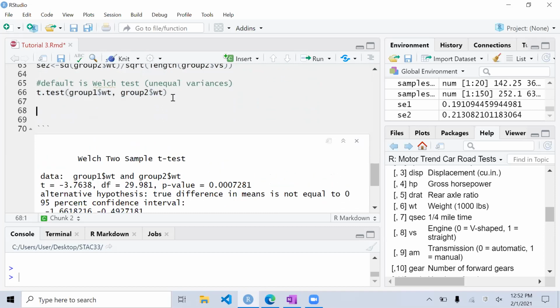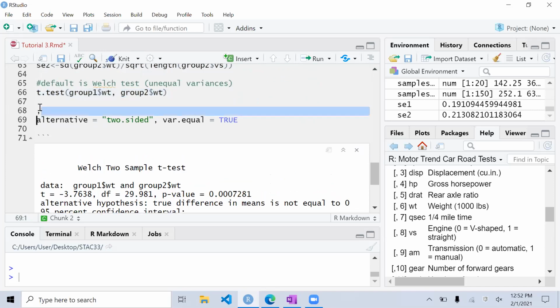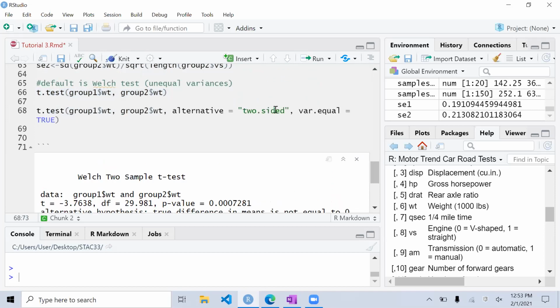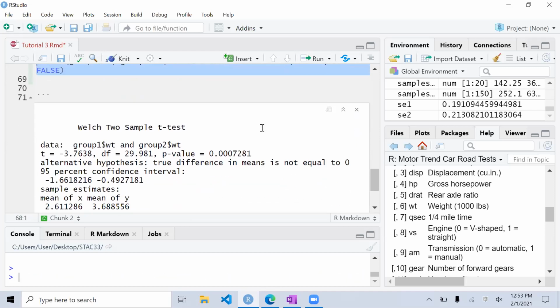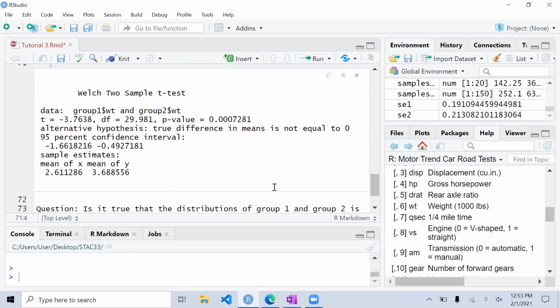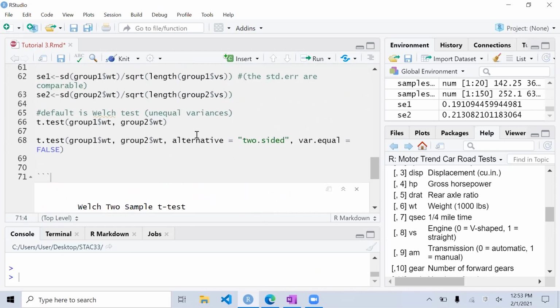But now let's go back and see what happens. If I go back to my initial code and add the features back in, it will give me the same output because, like I said, it's the default. If I put alternative equals two-sided, it's already a two-sided test. And if I put var.equal equals FALSE, you get the exact same output because, again, this is already the default. The reason I put this here is that if I change things, I can get a different output. So these two things are equivalent.